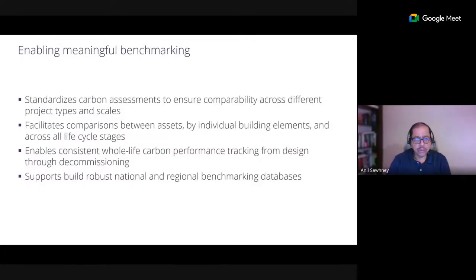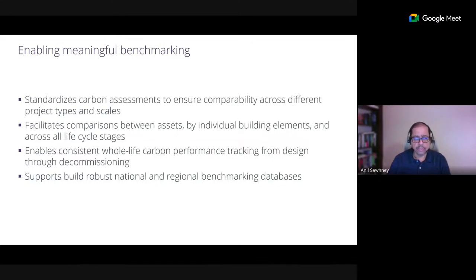With WLCA, you can standardize your carbon assessment. So let's say you adopt the RICS WLCA methodology for doing all your project assessments, then it's standardized. And since it's standardized, you can start comparing between assets which are environmentally better performing versus which ones are not. And then you can make decisions accordingly. It enables consistent whole life carbon performance tracking from design through commissioning.